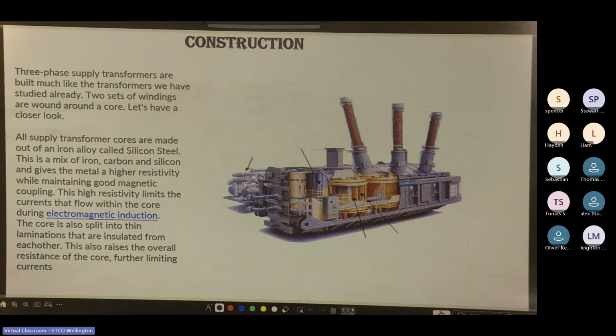Cool. So here are some parts of the transformer. You've got a cooling system to one side. You've got the iron core there, and then you've got the high voltage winding and a low voltage winding.